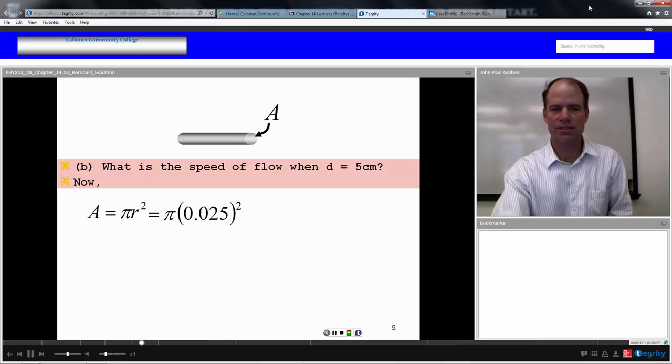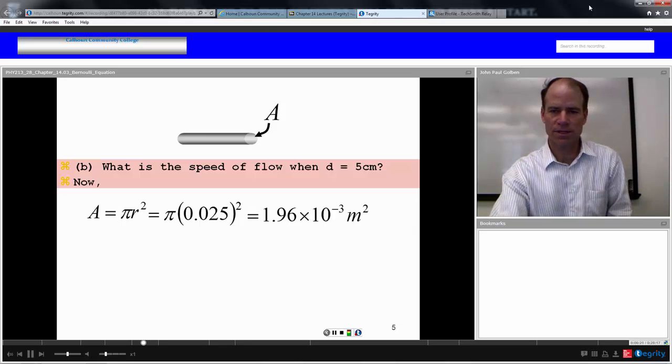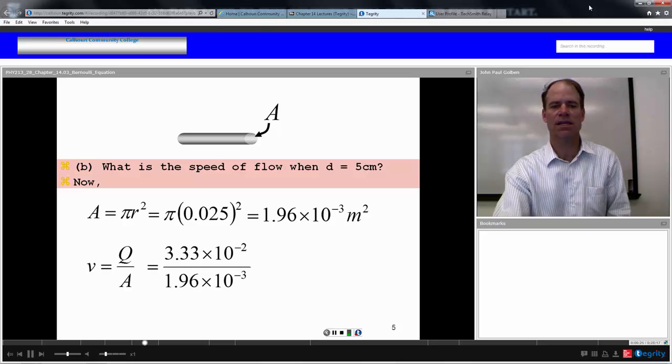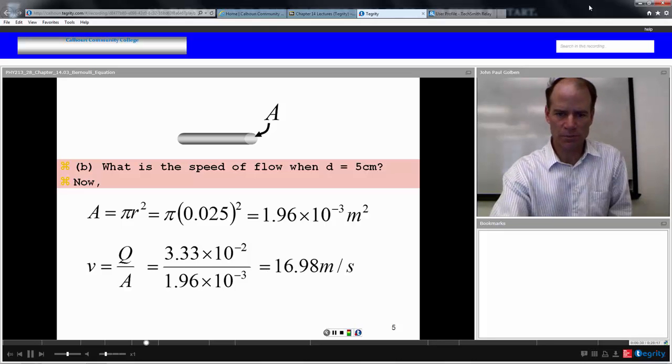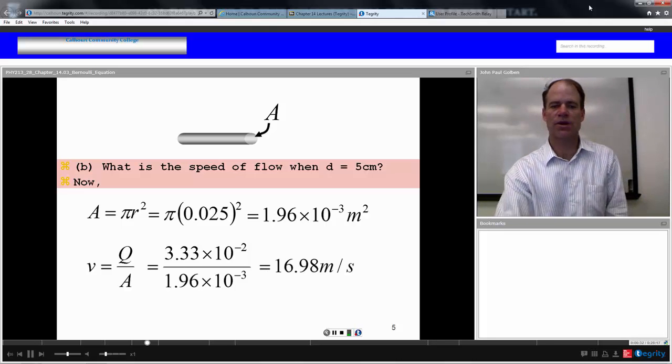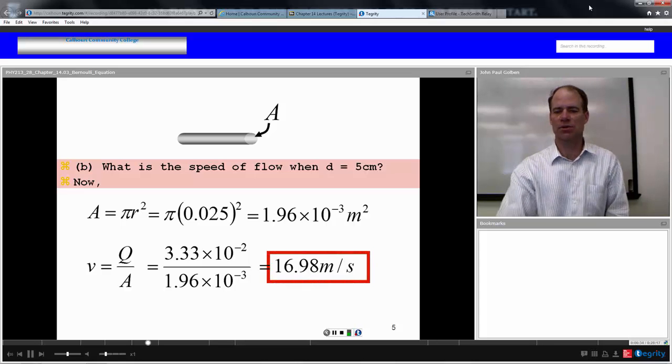So the area in this case is pi times 0.025 meters squared, 1.96 times 10^-3 square meters, and now our velocity, same rate of flow, 3.33 times 10^-2 cubic meters per second over this new area, 1.96 times 10^-3 square meters. Yes, our velocity is 16.98 meters per second, 4 times the flow.